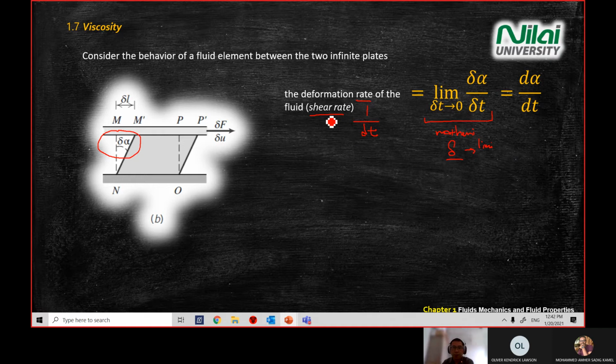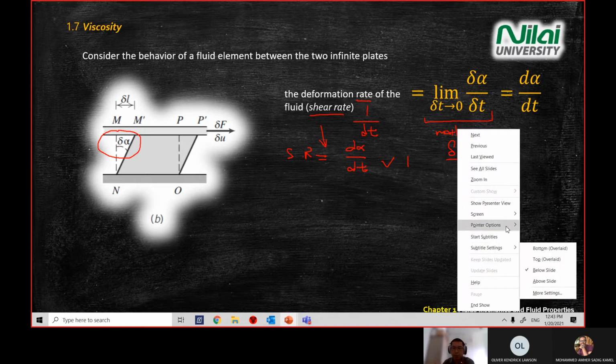So if the question asks you to find the shear rate, you don't need to write this one. You need to know straight away the shear rate. You write shear rate equal to, of course you write the full name, shear rate equal to d alpha dt. You write like that, you get 1 free mark for the formula alone. So it's quite easy to score for this module. As long as you know which is the correct formula to use, you write in the answer, you will get marks for that before you try to solve in more detail.